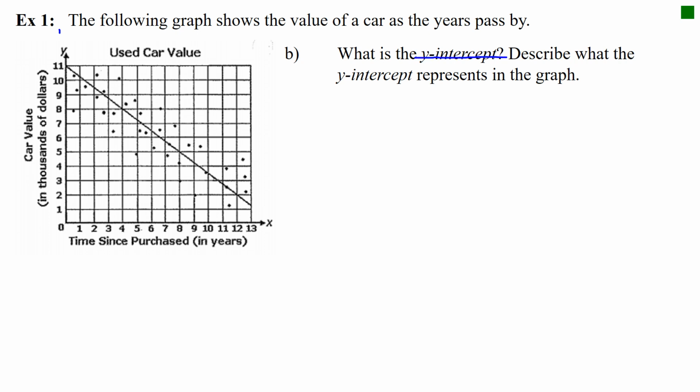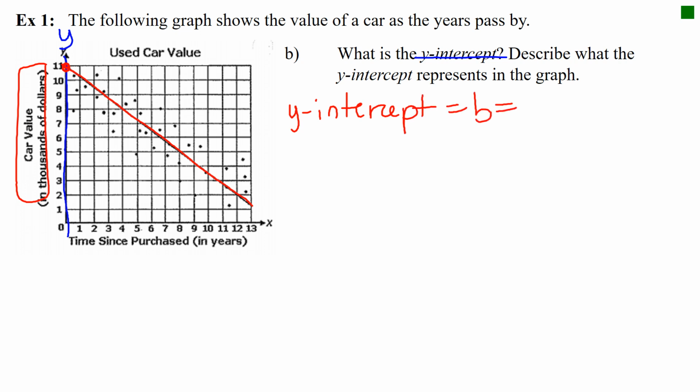So here is the y-axis, right? I'll even trace it so we can look at it. I want to know where does my line cross it. So here's my line, right? And if you follow it, you can tell that it crosses it right here at 11. But keep in mind, that's a y value, so we're looking at thousands of dollars. So the y-intercept, which we know is represented by the letter b, is going to be 11,000.